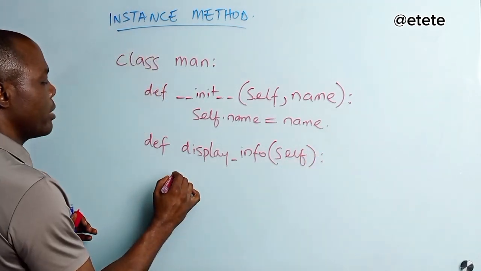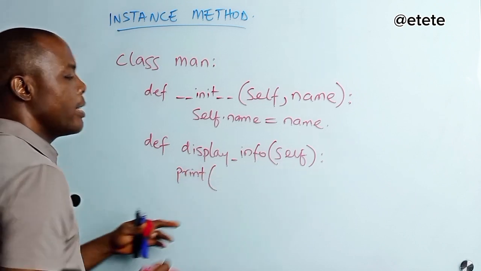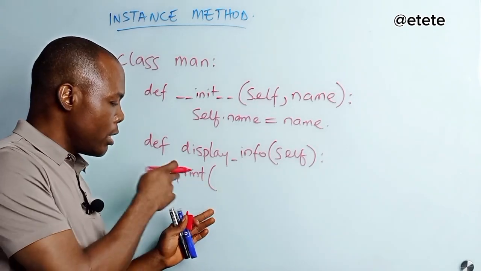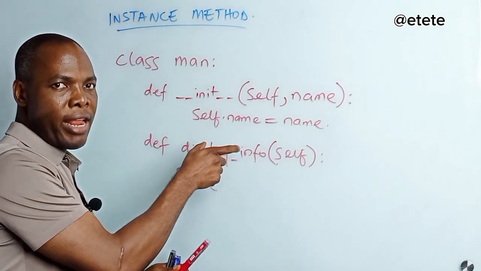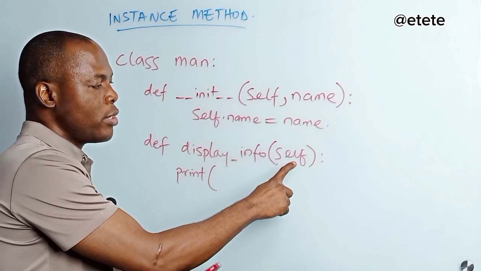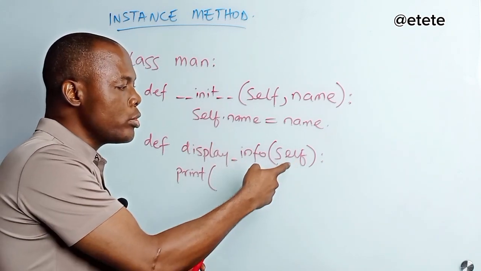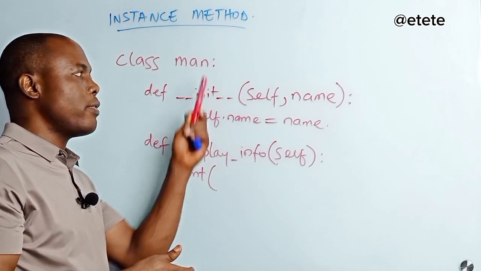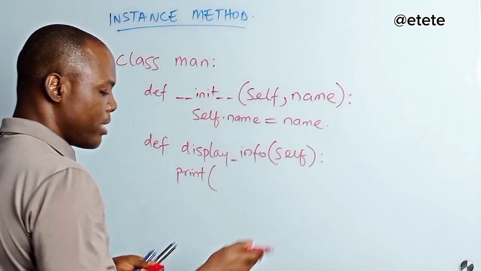So I will come here and I will say print. Then what I want to do is supply a format string into this print function that is inside this method that I've declared. Now, what makes this method an instance method is because of this self. So it's going to use this self to access the object that is going to be created for this class.